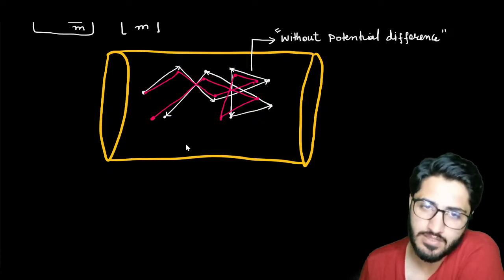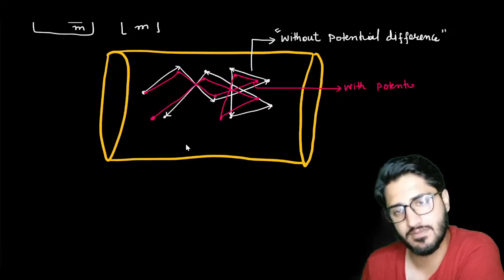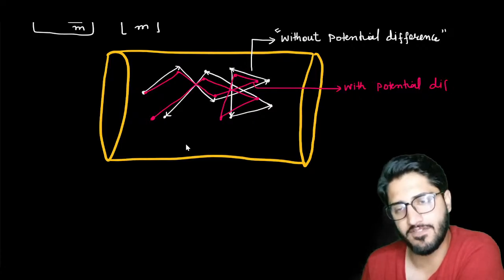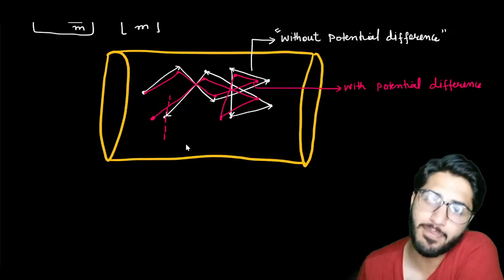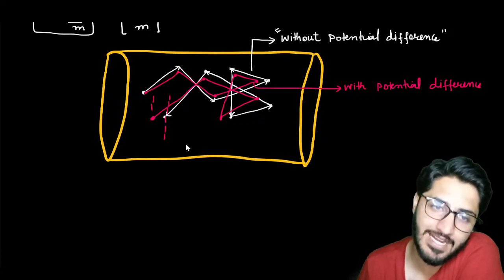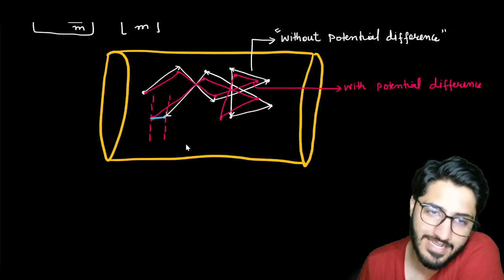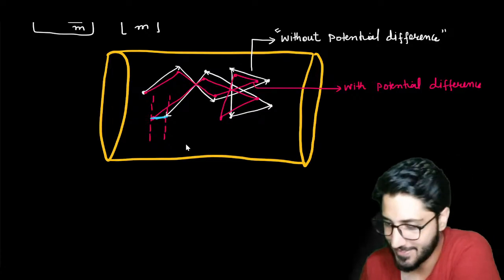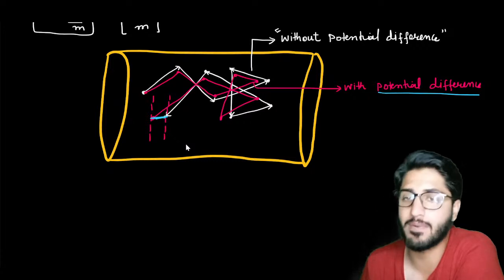Now what is this one? The red one is with potential difference. You can see now, initially my electron is here, no? But when we are applying potential difference, it gets dragged up to this particular point. Second one means with potential difference, meaning we are applying a battery.